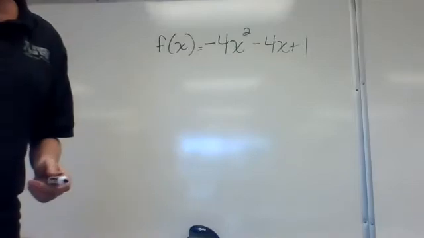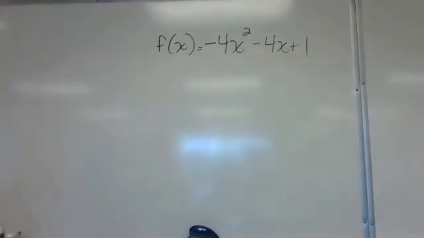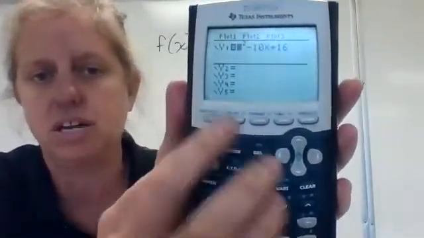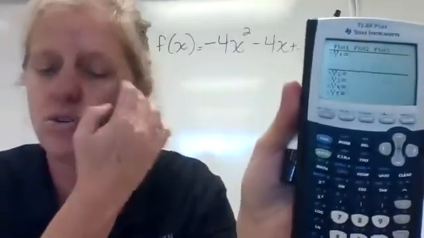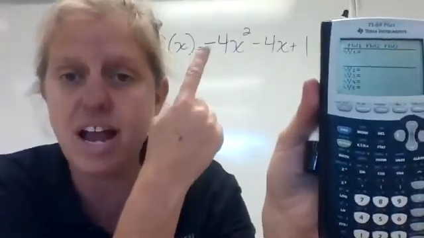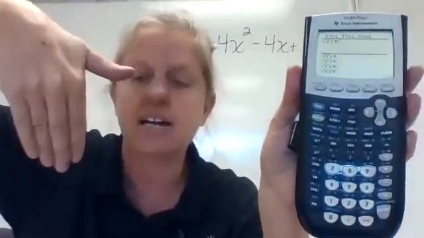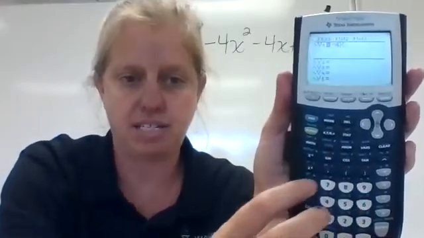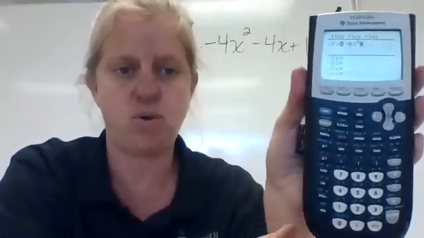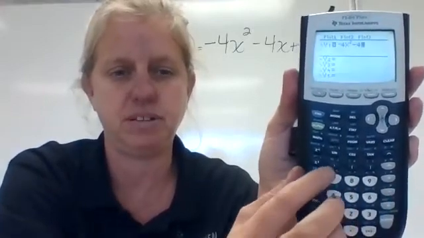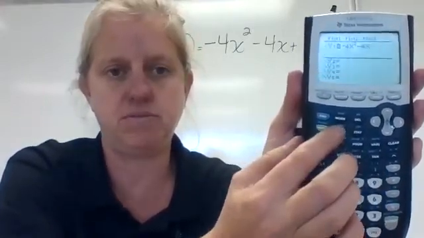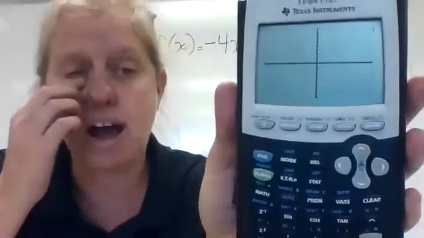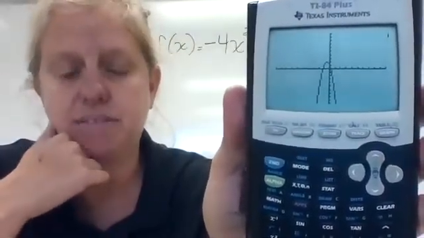The first thing it's going to ask me is the vertex. So once again, I'm going to go to my y equals and clear it out and put in my new function here. Now this one does have a negative in front of it, which is going to do what to the parabola? It's going to flip it upside down. So -4x squared minus 4x plus 1. Now, look at when we graph it. There it is, upside down.